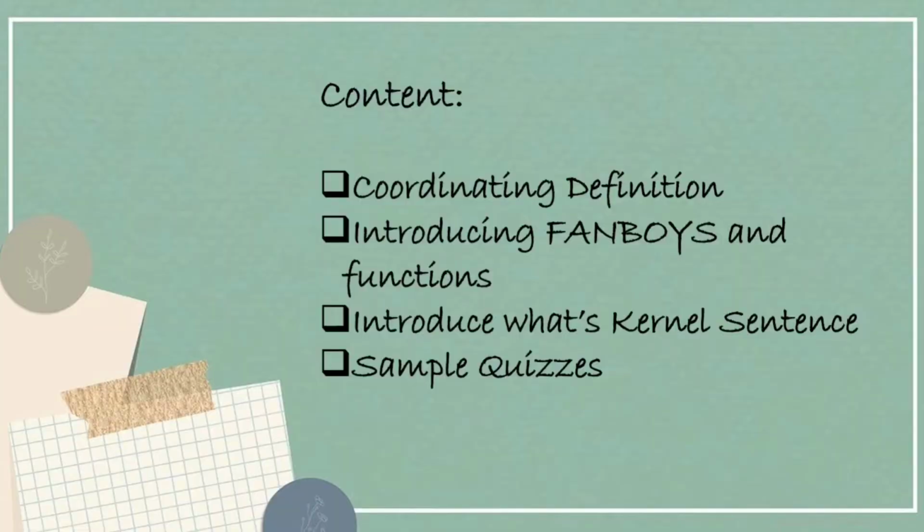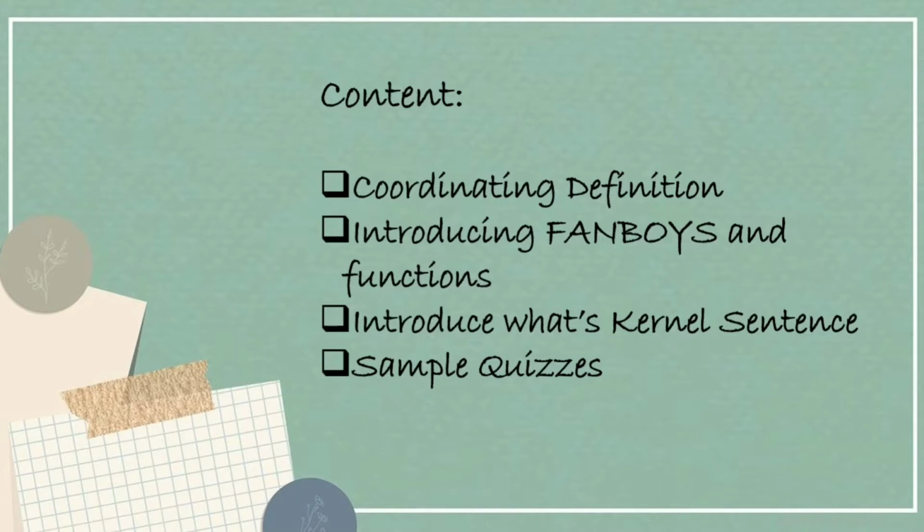So for today's topic, we have here the list of contents that we will be discussing. We have coordinating and the definition of it. What does coordinating mean? And also, we will be introducing the FANBOYS and their function. FANBOYS are actually the coordinating conjunctions, and we will learn more about how they are used in a sentence. And also, we will be introducing the kernel sentence, what a kernel sentence is. And we also have some sample quizzes for us to gauge if we were able to learn what we have discussed here.